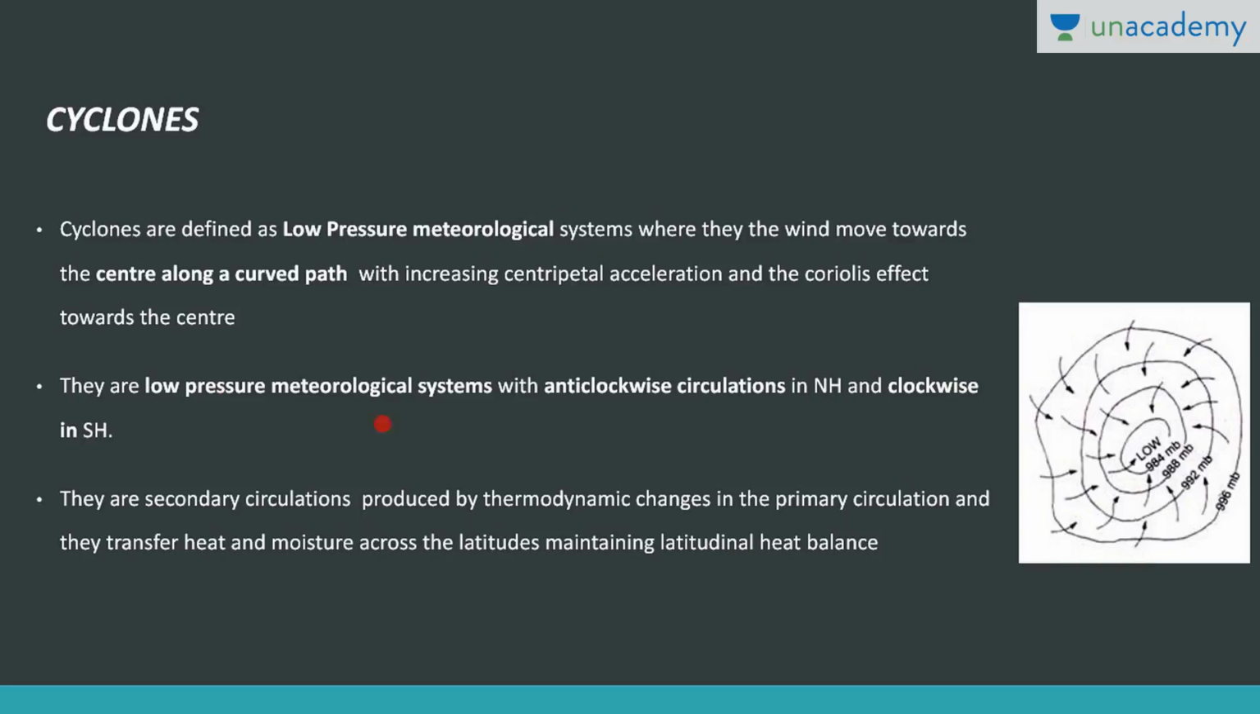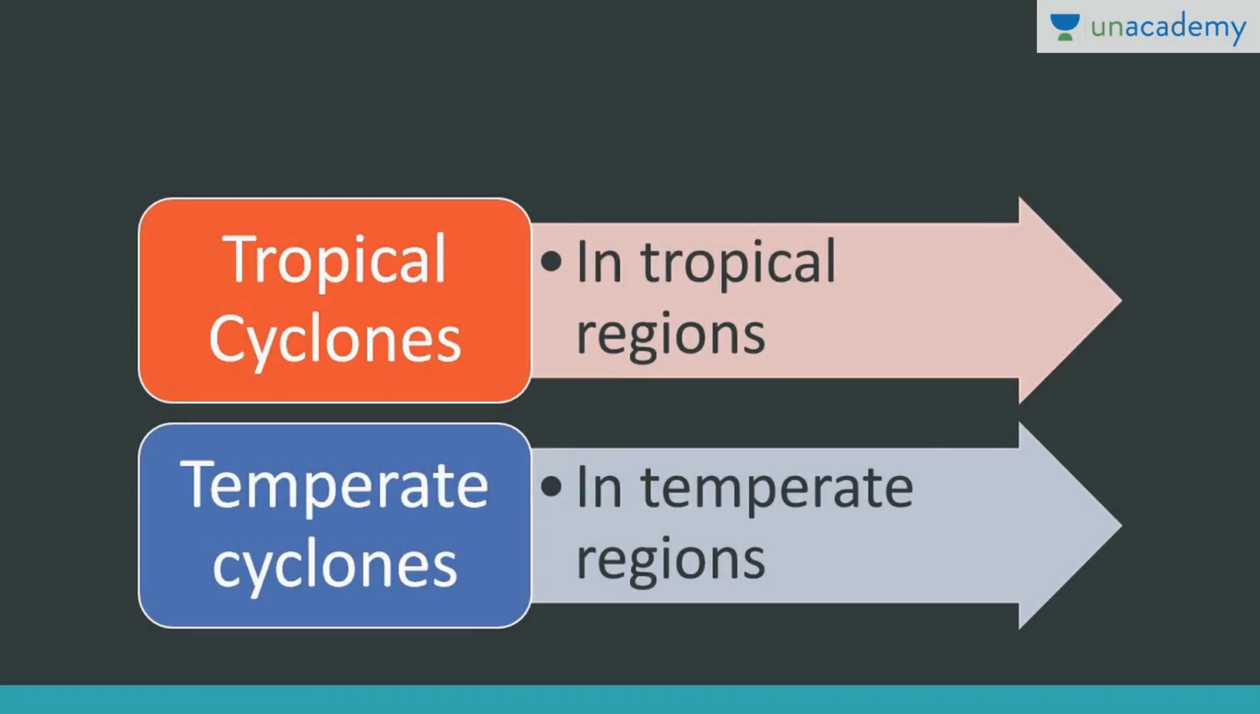So these are low pressure meteorological systems and they move in an anti-clockwise direction in the northern hemisphere and clockwise direction in the southern hemisphere. These are secondary circulations that are produced by thermodynamic changes in the primary circulation, which we'll discuss in the next few slides. These cyclones transfer heat and moisture across the latitudes and thus help in maintaining latitudinal heat balance.